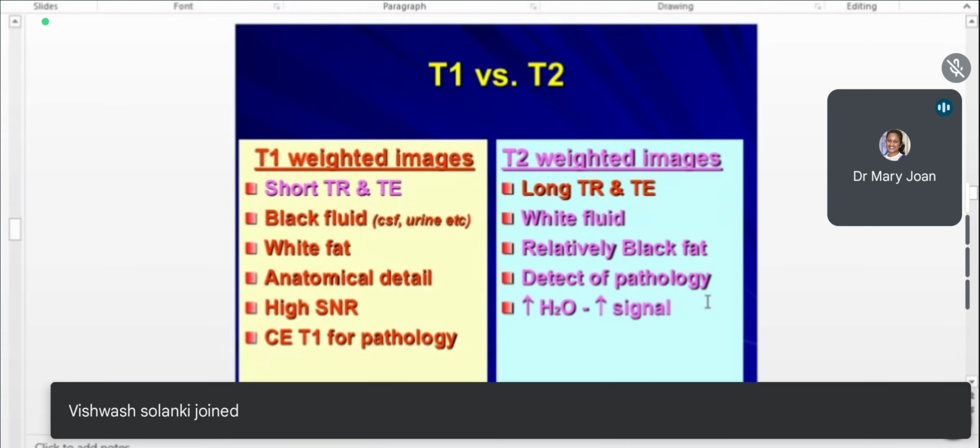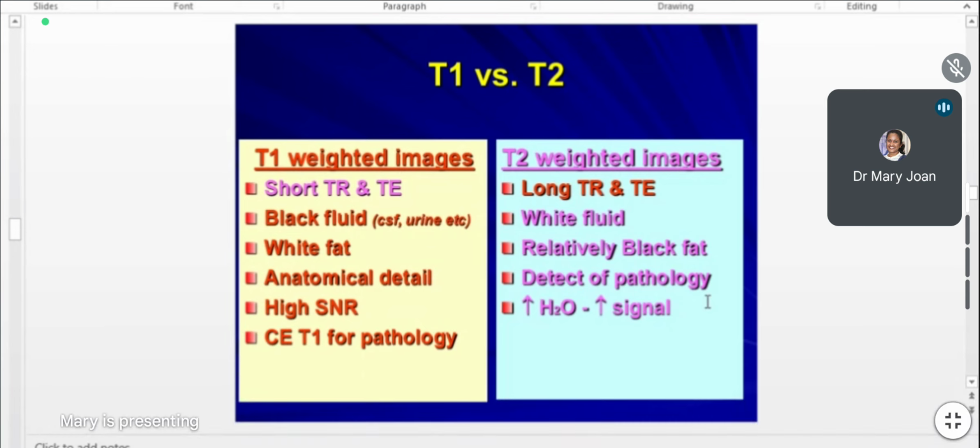T1 versus T2 imaging. The T1 weighted images have short TR and TE, with black fluid, CSF, urine, etc., and white fat, anatomical details, high SNR, signal to noise ratio, and contrast-enhanced T1 for pathology. And T2 weighted images have long TR and TE, white fluid, relatively black fat, detect pathology, and the H2O signal will be in alignment with the applied signal.